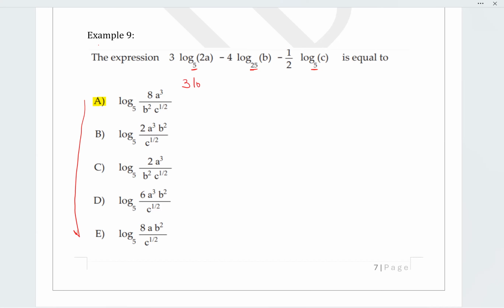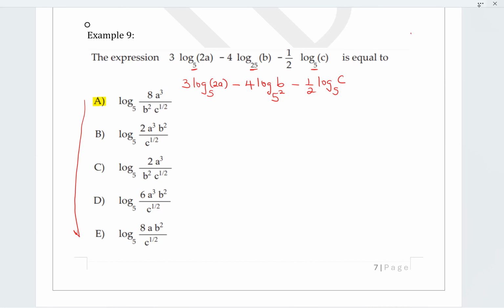This we can write as 3 log 5 of 2a minus 4 log. This I can write as 5 to power 2 of b. And this we can still just leave this way, 5c. Okay, now everything is in the power of 5, and we will use the property we discussed earlier.